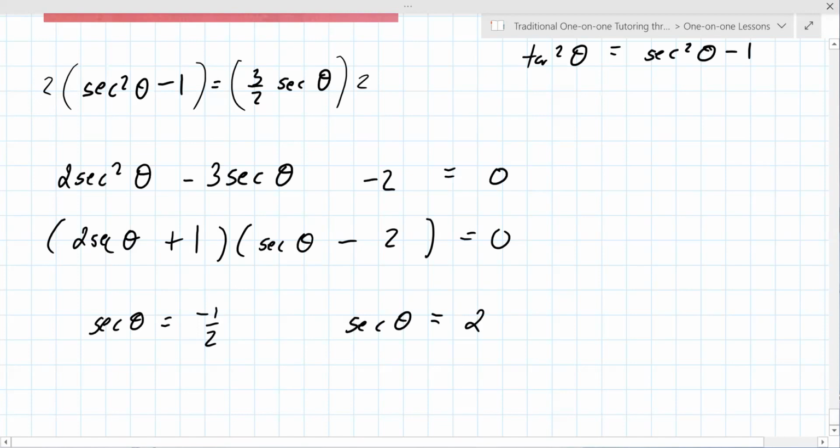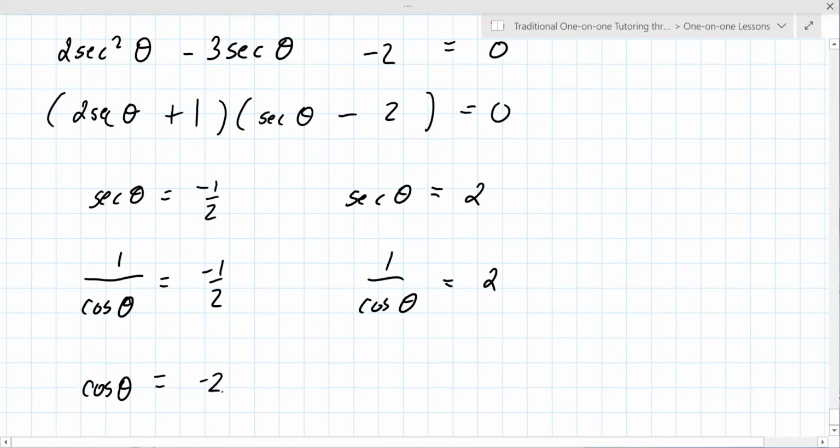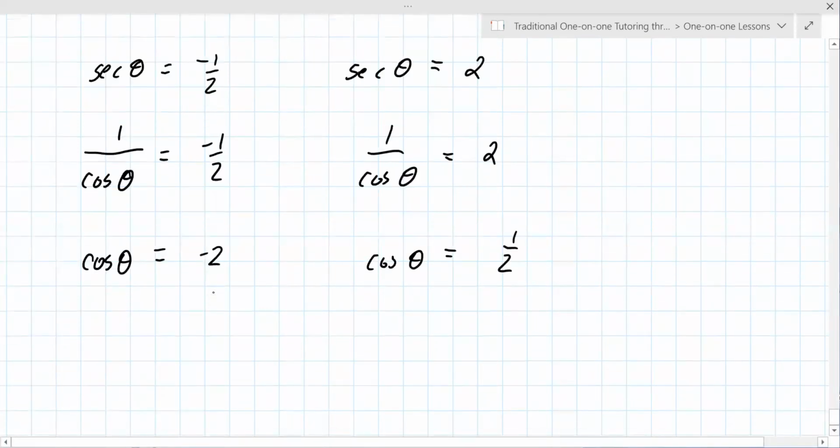Okay, now you don't know secant, and neither do I. Like, I'm not like, oh yeah, here's my secant unit circle. You do know 1 over cosine is secant, and if you flip the left, you flip the right. So cosine theta equals minus 2, cosine theta equals 1/2. Again, that one on the left has no solution. The one on the right is pi over 3, comma, 5 pi over 3.